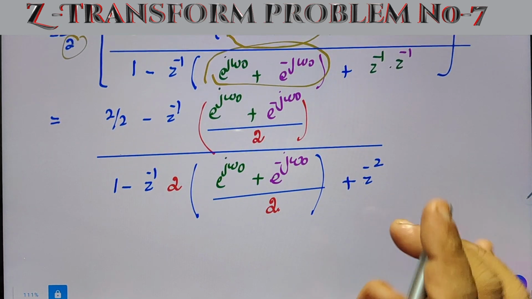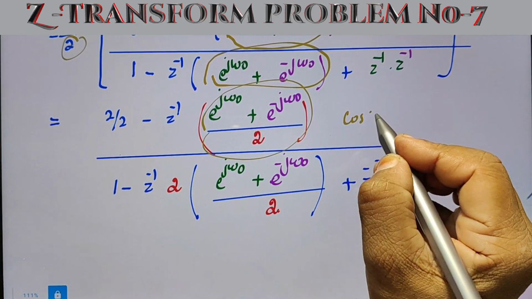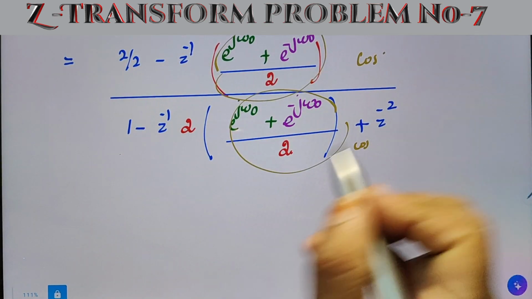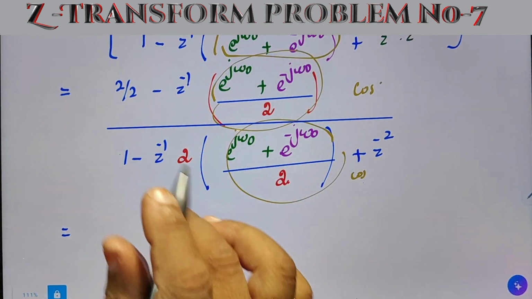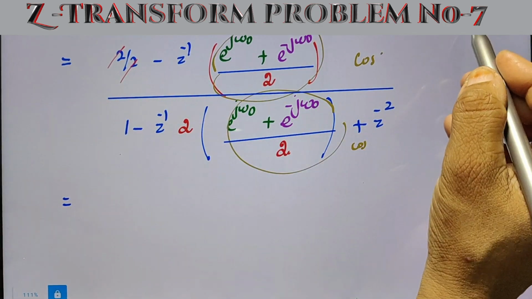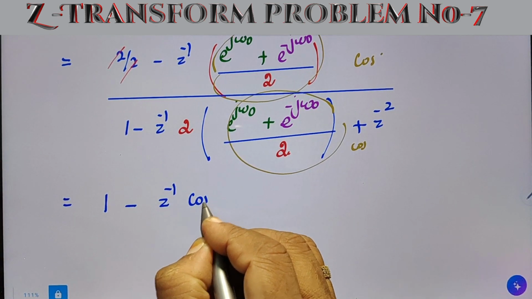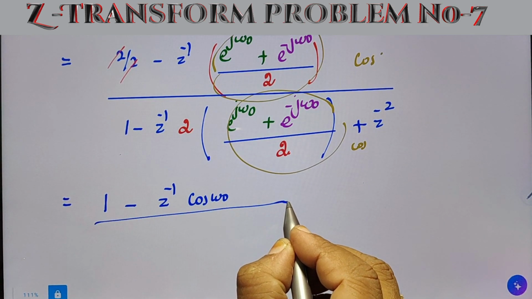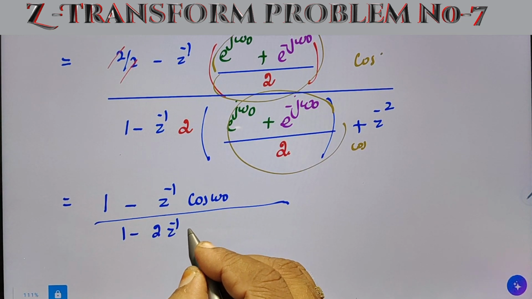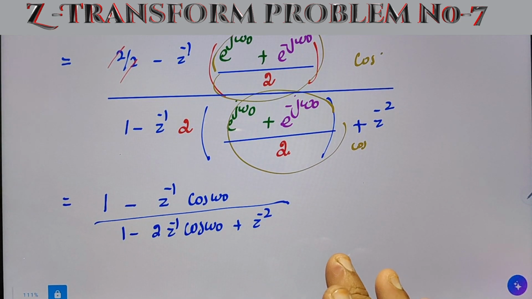Next line, write here the whole term, the cos term. Here also write the cos term. So for the next line, the 1 and 2, 1 by 1, 2 by 2 get cancelled, and here also they both get cancelled. So 1 minus z inverse cos omega naught, the whole divided by 1 minus 2 z inverse cos omega naught plus z power minus 2.